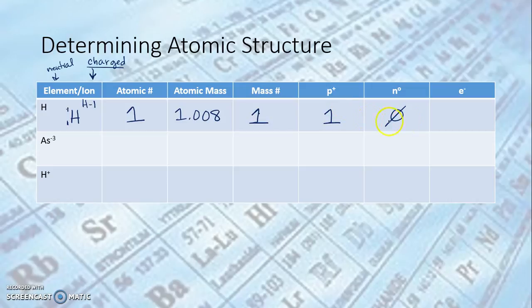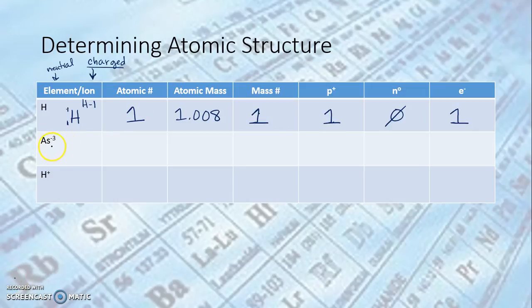The number of electrons is going to be neutral because there's nothing written here, plus or minus. This one has a minus, that's an ion. This one has a plus, it's an ion. But this one doesn't, so it's neutral. And if it's neutral, positives equal negatives. So if we have one positive, we have to have one negative.